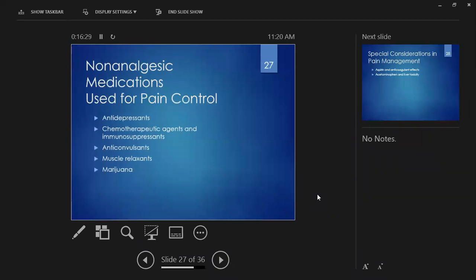Non-analgesic pharmacological pain control: antidepressants like amitriptyline for neuropathy, chemotherapeutic agents, immunosuppressants, anticonvulsants, muscle relaxants, marijuana. All of these can be used to reduce pain, and they're not technically pain medications.